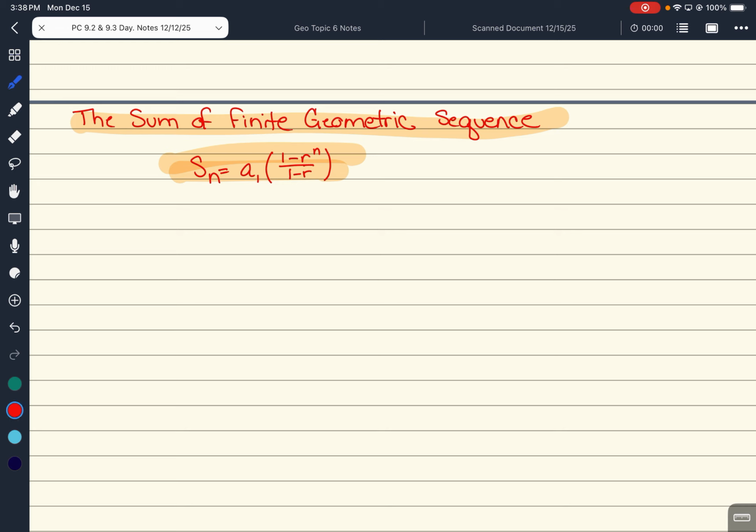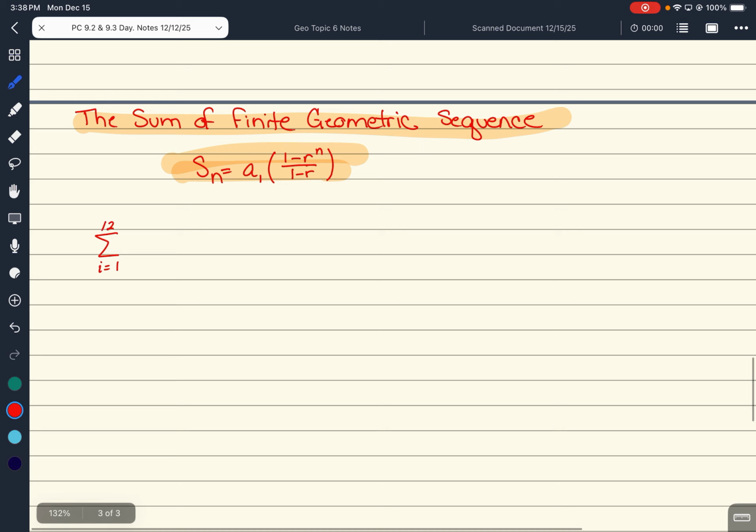So find the sum. This one's using an i. The sum from i equals 1 to 12 of 4 times 0.3 to the i minus 1. Is it 0.03 or 0.3? It's 0.3.